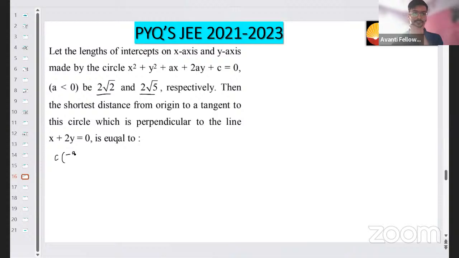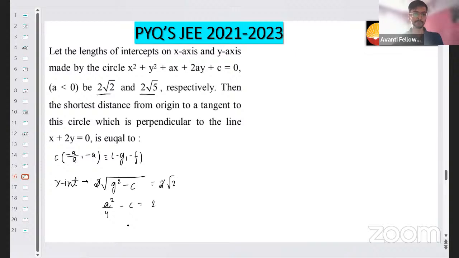Center is minus a by 2 and minus a, which is basically minus g comma minus h, right? So if you know the x-intercept, what is x-intercept given by? It is given by 2 under root of g square minus c. It is given as 2 root 2. Cancel 2 and 2. What is g? g is a by 2. If we square on both sides, I'll get a square by 4 minus c is equal to 2. So I got equation number 1.